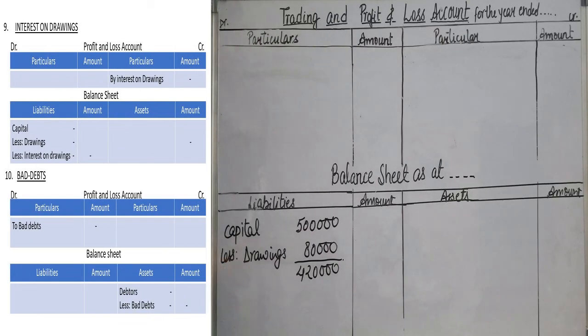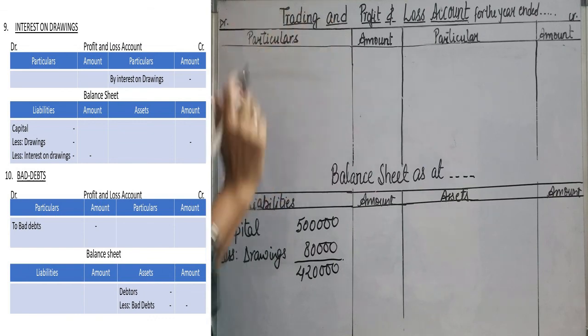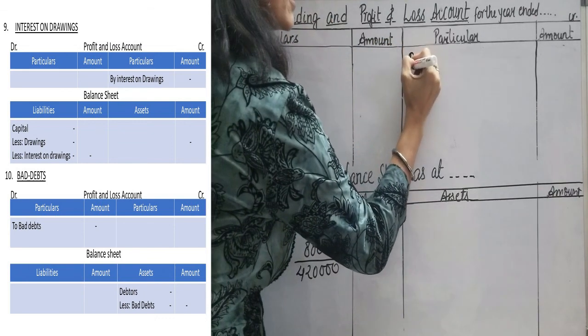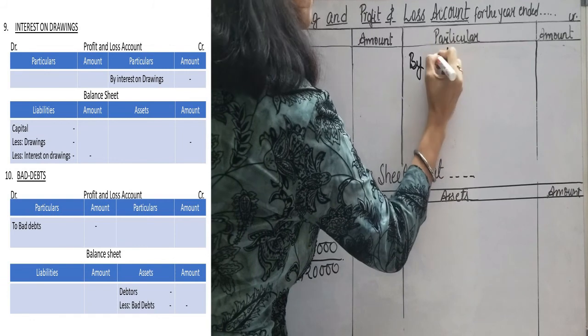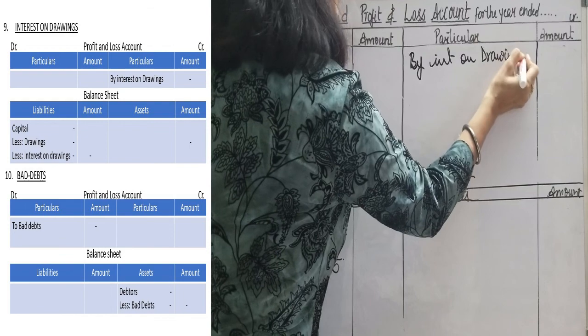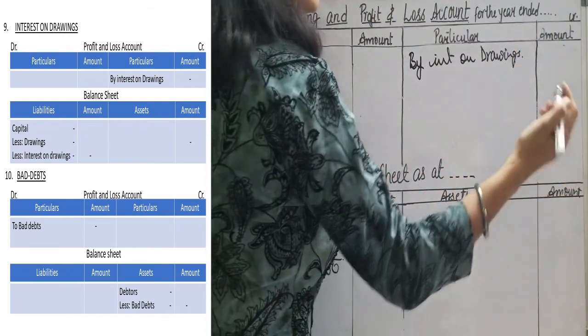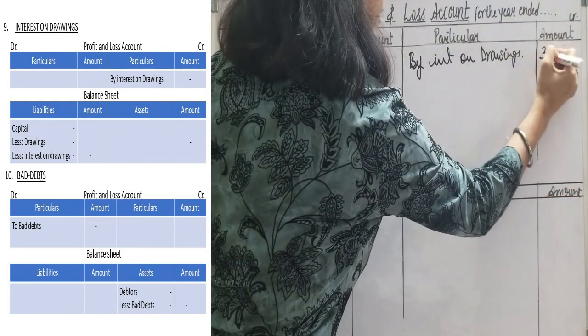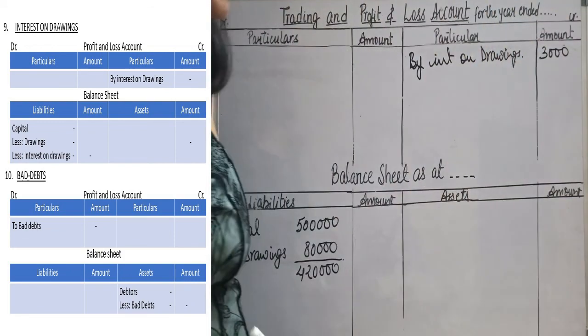For interest on drawings, let's assume that capital in the trial balance appears at rupees 5 lakh and drawings at rupees 80,000, and it is clearly given in the adjustments to charge rupees 3,000 as interest on drawings. Now interest on drawings is an income for the business, so it will be recorded here on the credit side of the profit and loss account as interest on drawings, and we don't have to make any further calculation as the net amount of interest on drawings is given in the adjustments at rupees 3,000.